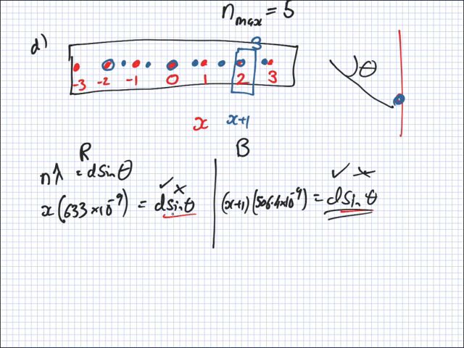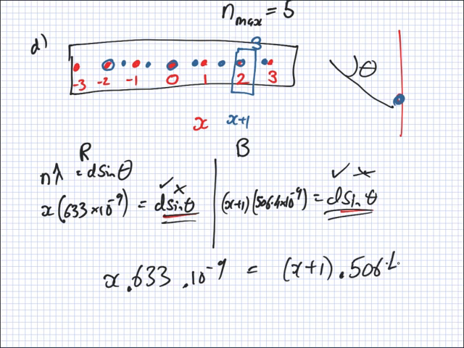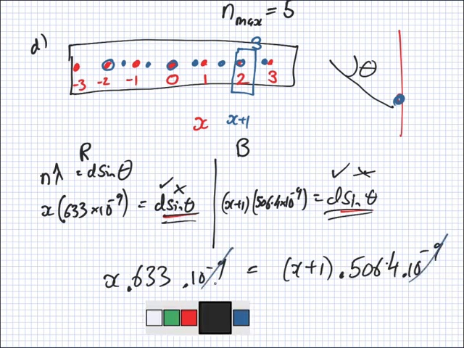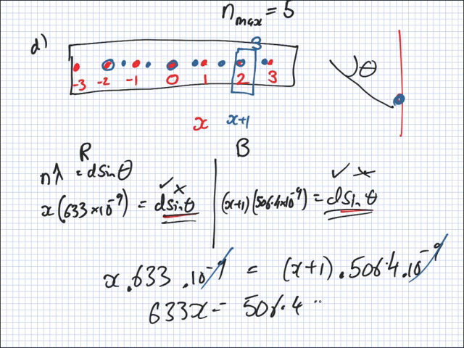So this is the same as this, which means you can say x times 633 times 10 to the minus 9 should equal x plus 1 times 506.4 times 10 to the minus 9. Well, that's nice because that cancels with that. 633x equals 506.4x plus 506.4.